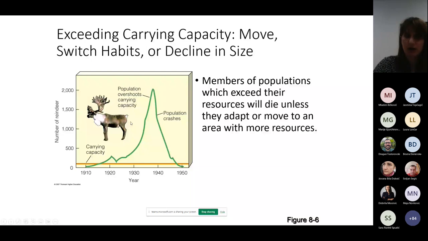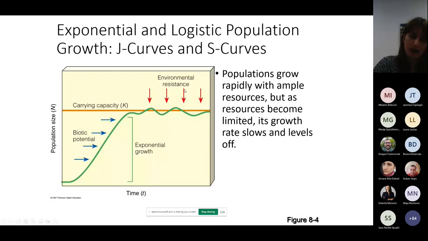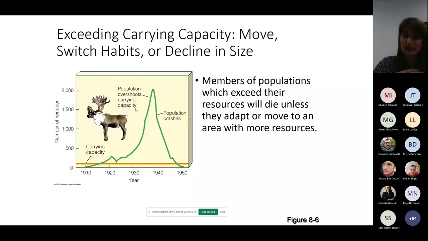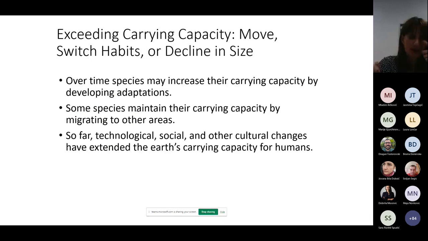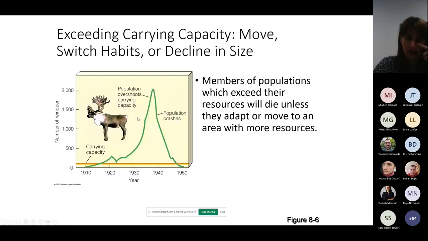If we go back to the previous slide, we will see that a normal population oscillates around the carrying capacity. So what happened with the reindeer? They exceeded this carrying capacity, which is the maximum number of individuals that the environment can sustainably carry. So what does it mean? When the number of individuals is less than the carrying capacity, all the resources can be restored on time, so future generations will have enough resources. This means that this population is sustaining.